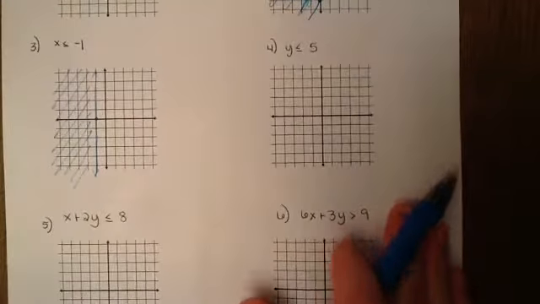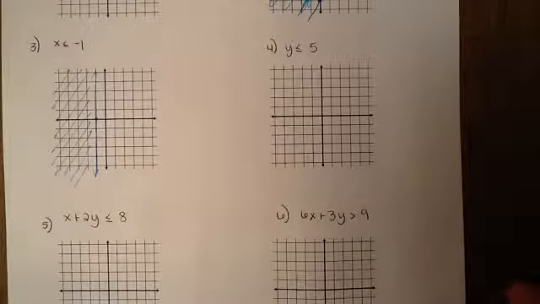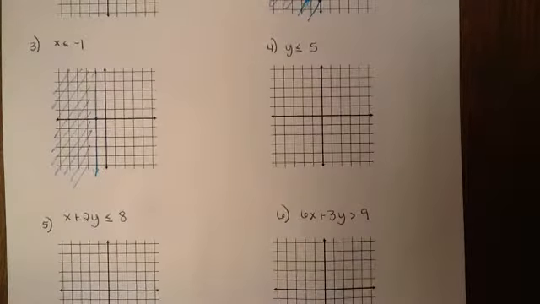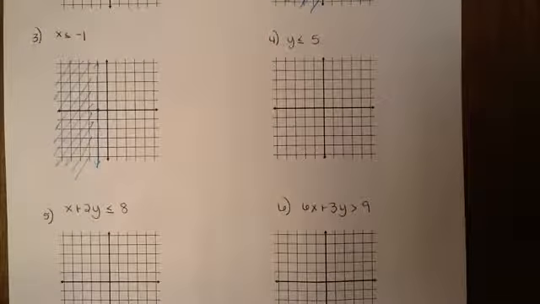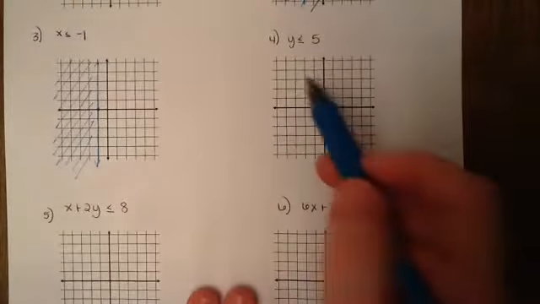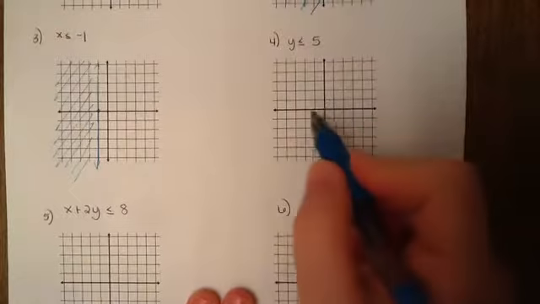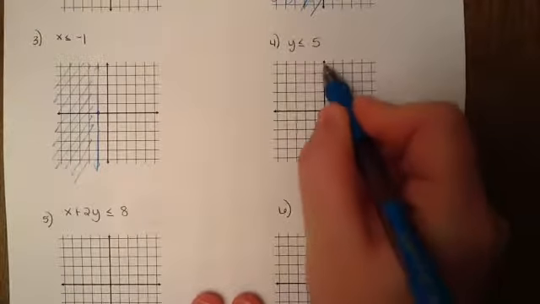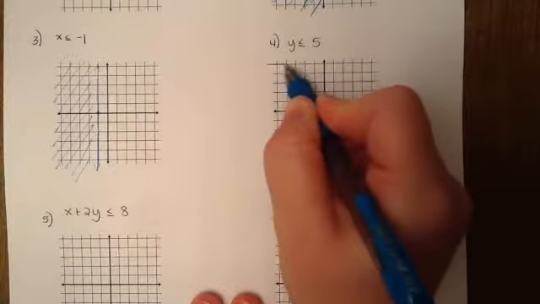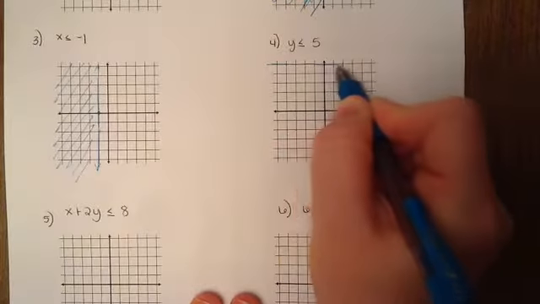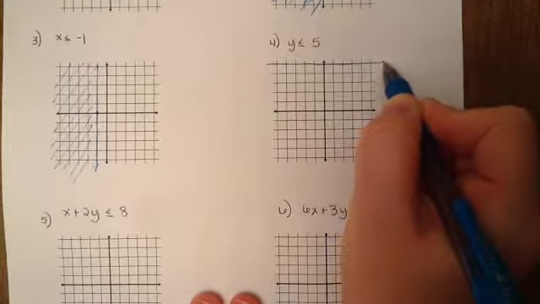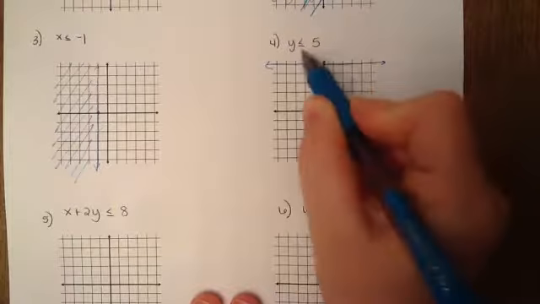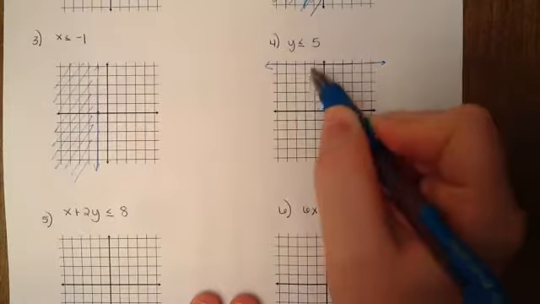Try this next one on your own. Graph it, decide what type of line, and shade. Let's see how you did. Find when y is 5. So y is my y-axis, 1, 2, 3, 4, 5. And I will make my line, was it solid or dashed? Solid. Why was it a solid line?